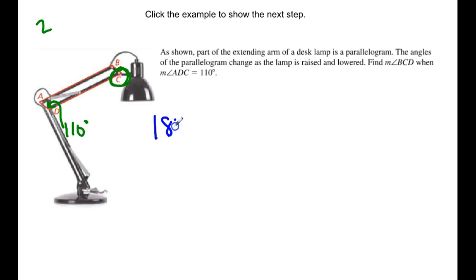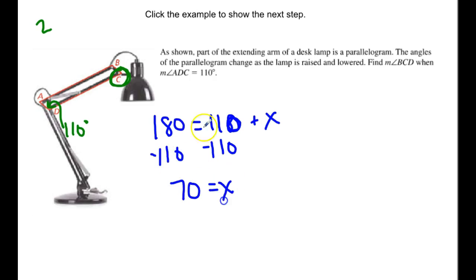And I know that consecutive angles add up, sum to 180. So I can take that, and sorry, that's 110, and I say this is going to be x, so now I can set up my equation. I know that they add up to 180. I'm told that angle D is 110, and I'm trying to find angle C. So I can go ahead and subtract 110 from both sides, and I know that angle C is going to be 70 degrees.